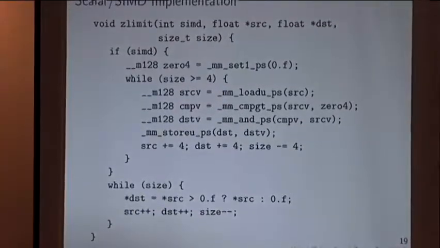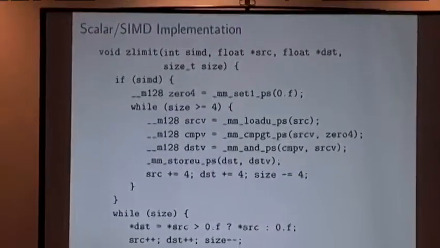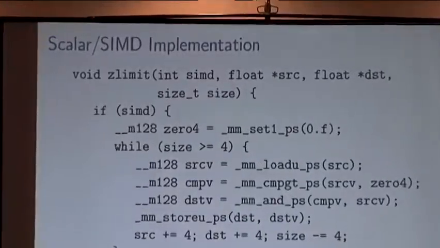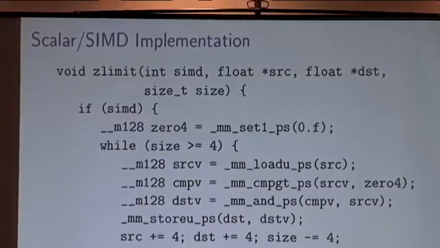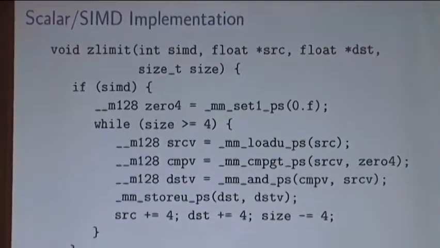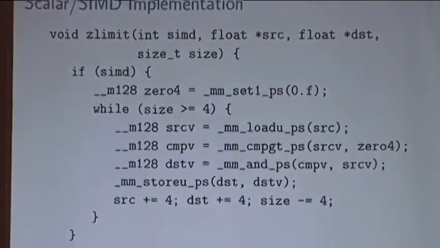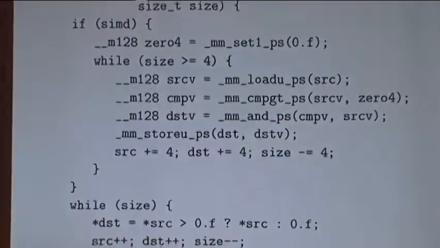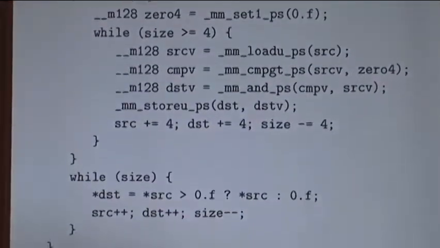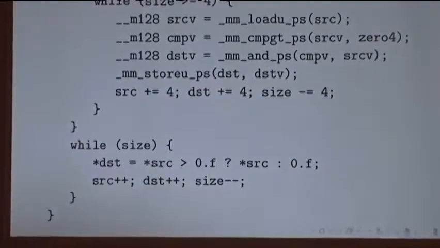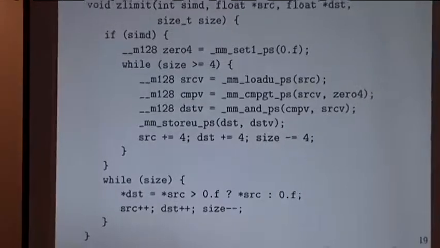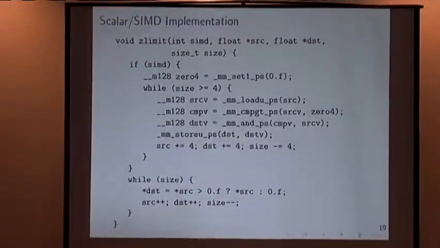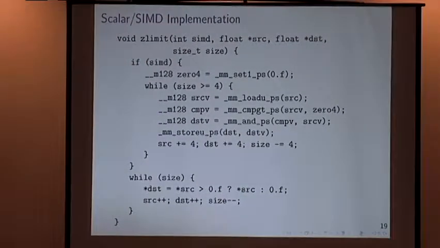Just to show you a scalar and SIMD implementation of a particular routine, this routine takes the source array, and for each element of that source array, it checks whether the value is greater than 0. If so, it copies the value from the source array into the destination. Otherwise, it places a 0 in the destination array. So there's a scalar and a SIMD implementation. So let's look at the SIMD implementation first of all.